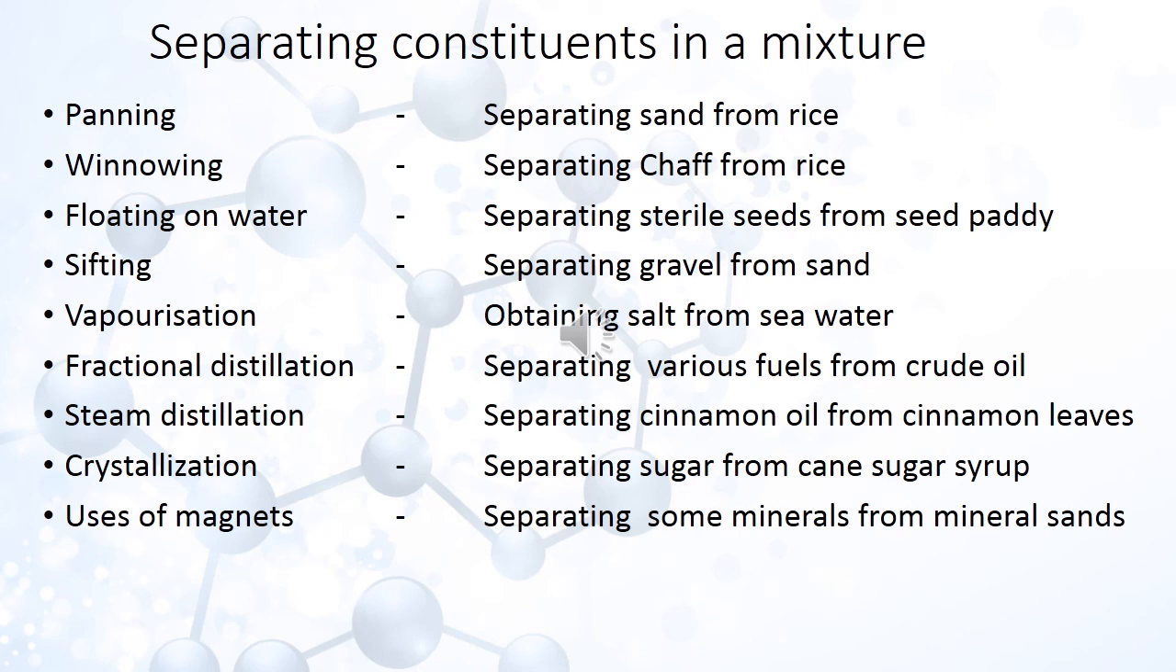If you want to separate some kind of mineral sand or something metallic, you have to use magnets to separate them from a mixture. Separating some minerals from mineral sand, we can use the method using magnets. So mixtures can be separated by physical methods. So these are the physical methods we use.